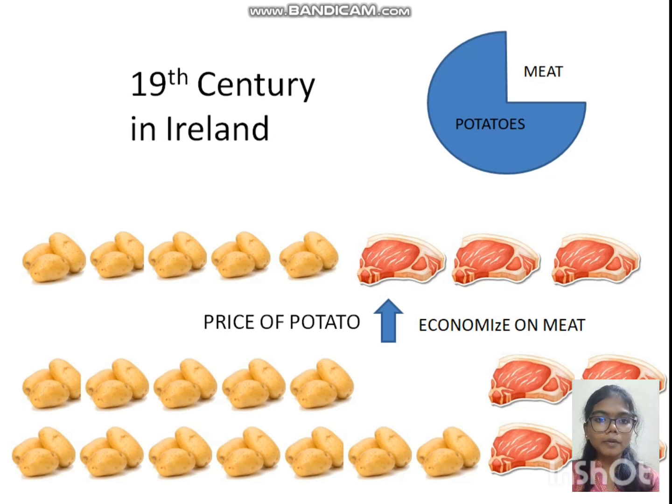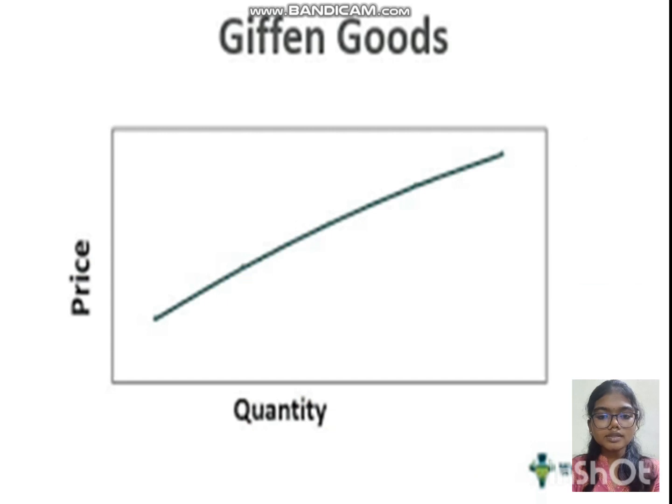And when the price of potatoes rises, people had to economize on meat, and to fill up the resulting gap, they had to purchase more potatoes. Here, though there is a rise in the price of potatoes, people increase their demand, which violates the law of demand. Thus, it is known as the Giffen paradox.